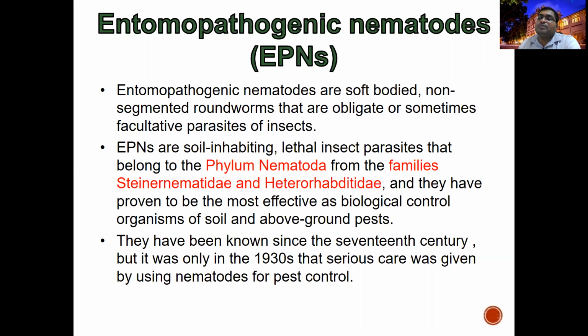They belong to phylum Nematoda. You all know the phylum Nematoda: there are plant pathogenic nematodes and entomopathogenic nematodes. Among the phylum Nematoda there are two very important families, which I covered in nematology class 2 in the third year, second semester: Steinernematidae and Heterorhabditidae. Species from the genera Steinernema and Heterorhabditis are commercially available.